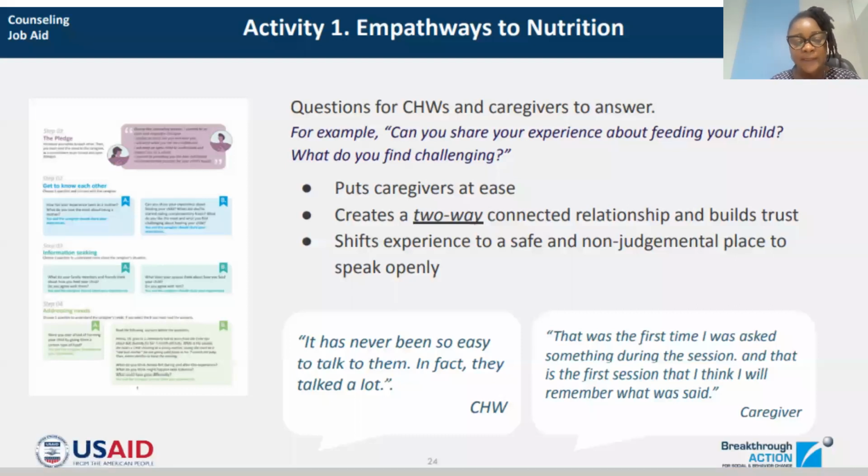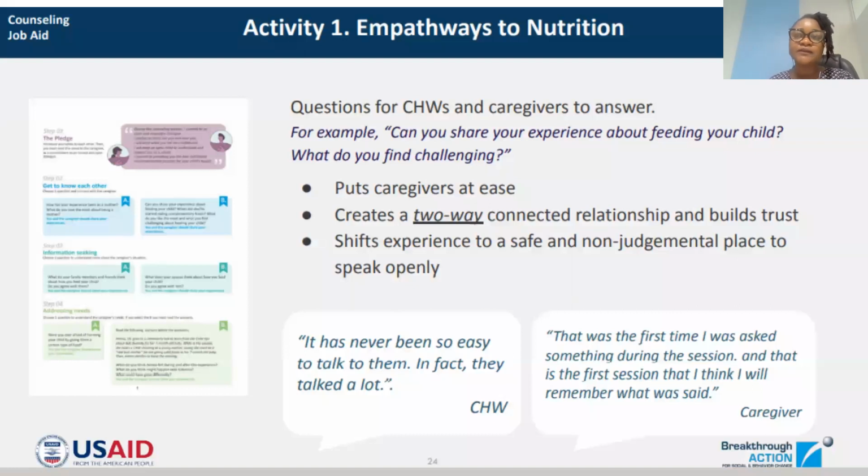So the Empathways is the first step of the main tool. It starts with the community health worker saying a pledge or agreeing on a pledge with the mother, and the aim of this is to build the mother's confidence, help the mother to understand that every conversation they have would be private. We also understand from the testing that a lot of people are concerned about confidentiality, which is why they don't express some of the issues or the challenges they have around complementary feeding and even other nutrition behaviors. So this is to help build that confidence and build that trust.